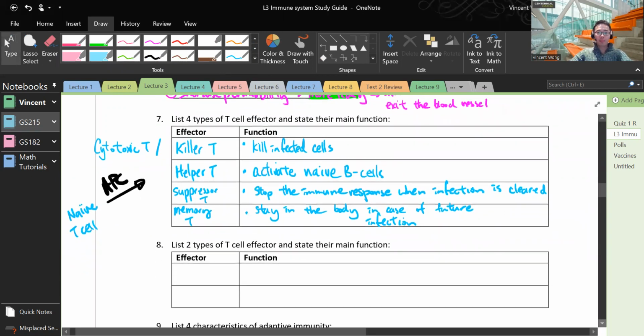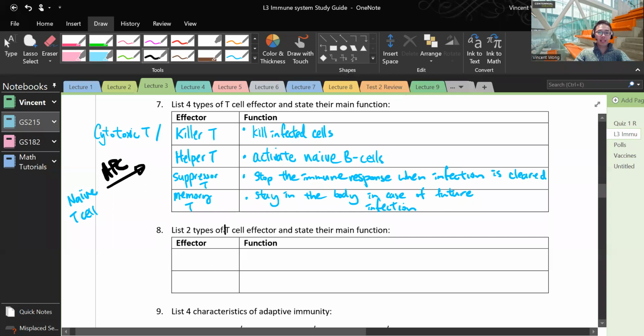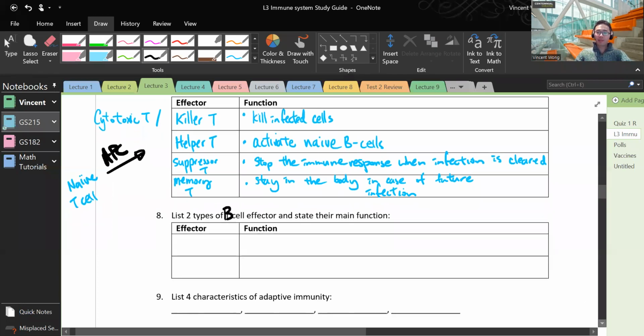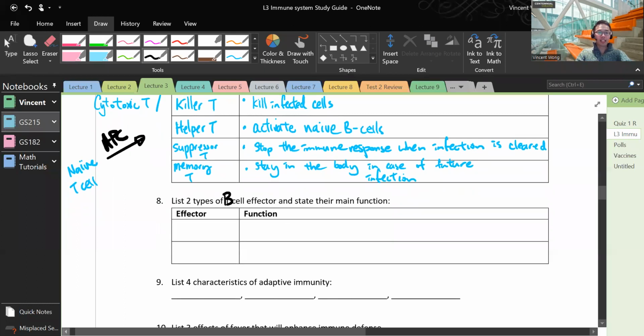List 2 types of B cells here. Sorry about the mistake. I never remember to fix them and post them. I should really get to work on that.